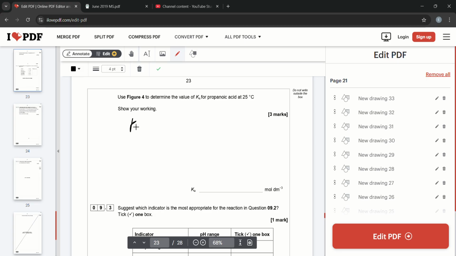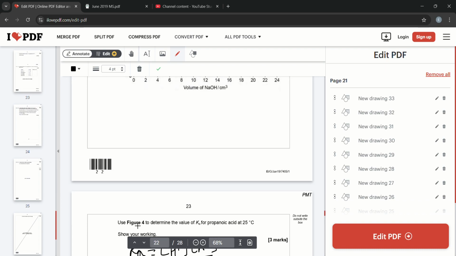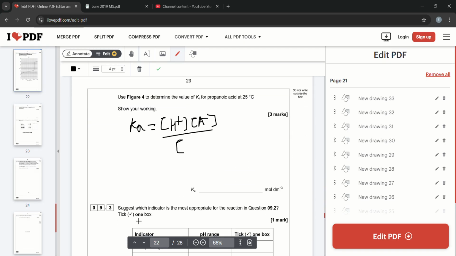Well, first things first, what is Ka? Ka is H+ A- over HA. It's just recalling your equation that you do need to know off by heart. I'm pretty sure there's no such thing as a chemistry formula booklet. I'm pretty sure there isn't.